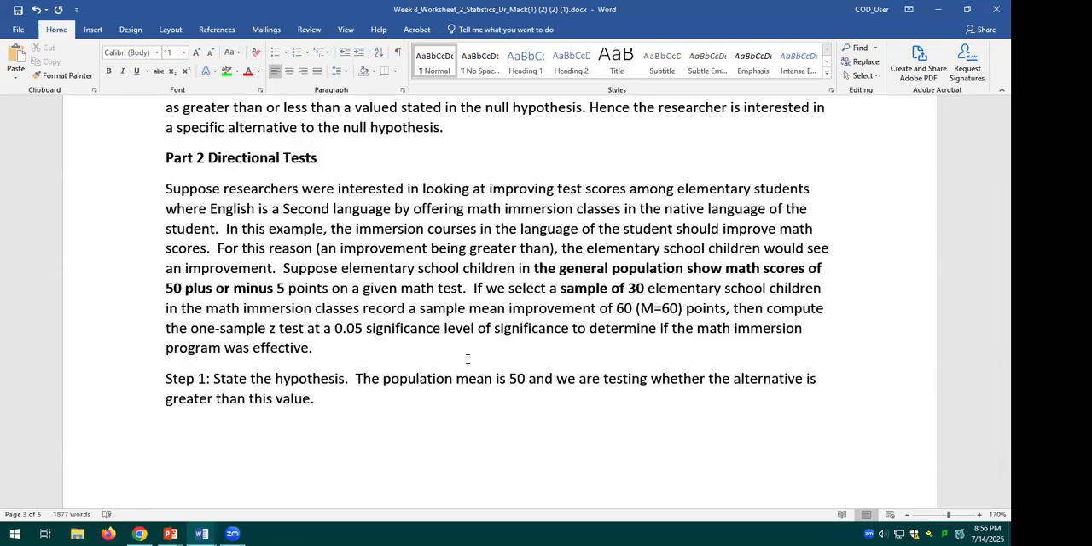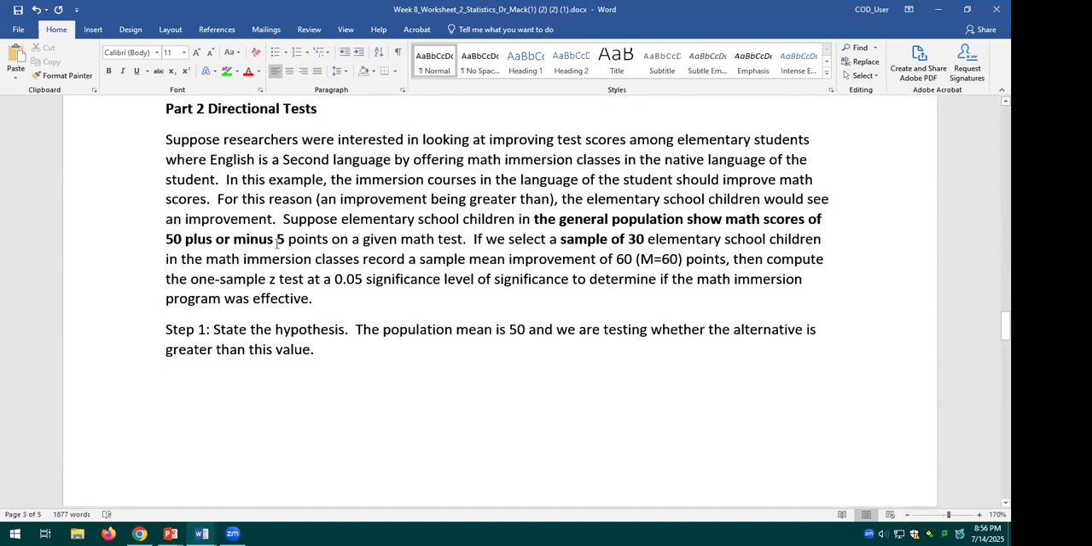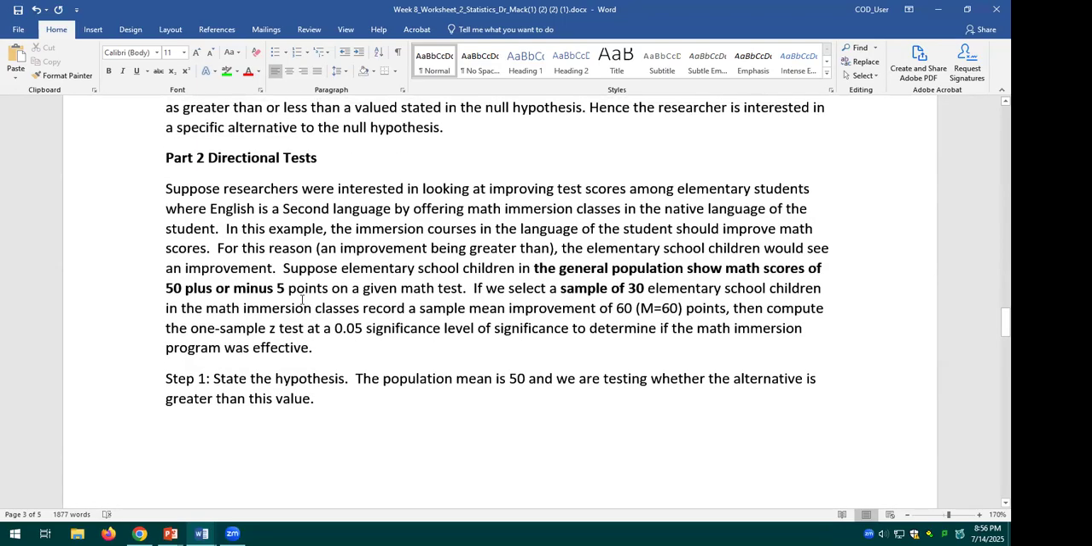Suppose elementary school children in the general population show math scores of 50 plus or minus 5 on any given math test, mean plus or minus standard deviation. If we select a sample of 30, there's our n, elementary school children, math immersion classes record a sample mean improvement of 60, new sample mean, 60 points. Then compute the one sample z-test at a 0.05 level of significance. It's a one-tailed test, so we don't divide by 2 anymore because we're just interested in one of the tails.